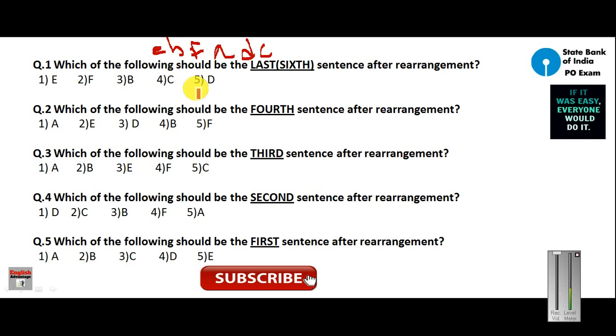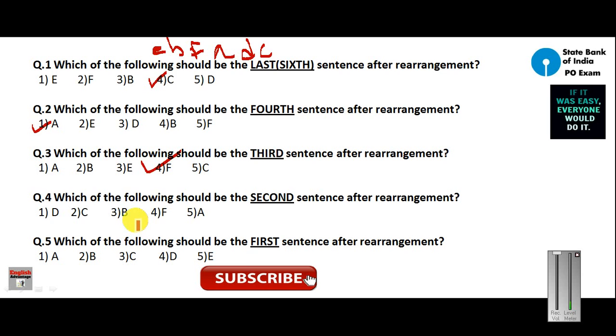Which of the following should be the last sentence? The last sentence should be C, so your answer will be 4. Which of the following should be the fourth sentence? EBFA, A should be your fourth sentence. This is your answer. Which of the following should be the third sentence? EBF, F, your 4 is your answer.